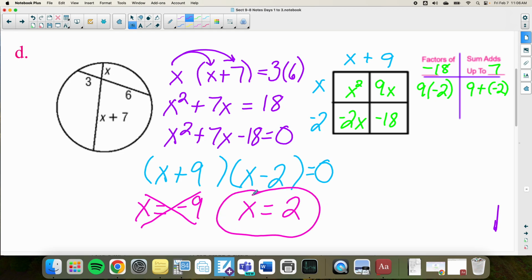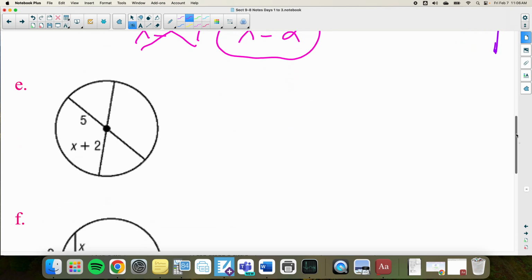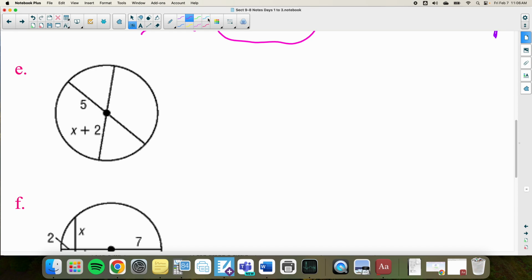Okay, so you look back at the diagram, only check the negative one. You don't really have to check the positive. And look at, does that negative one give us a negative length? And if it does, you don't use that one. Okay? All right, this one you could do differently, but what do you notice with this one?